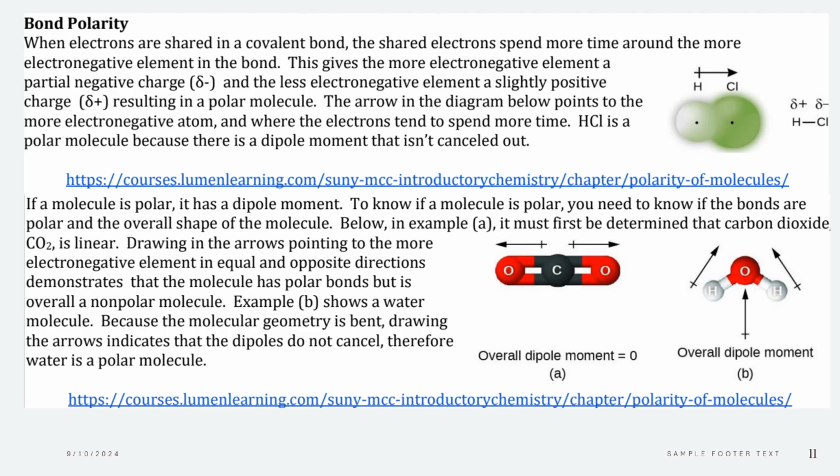If a molecule is polar, it has a dipole moment, which is this right here. To know if a molecule is polar, though, you need to know if the bonds are polar and what the overall shape is. So, for example, we have CO2. We know that it's linear. We've done it before. Drawing the arrows pointing to the more electronegative element in equal and opposite directions demonstrates the molecule has polar bonds, but it's overall non-polar because they're pulled in opposite directions and they cancel each other out. Example B shows a water molecule. Because the molecular geometry is bent, drawing the arrows indicates that the dipoles do not cancel, therefore it is polar.